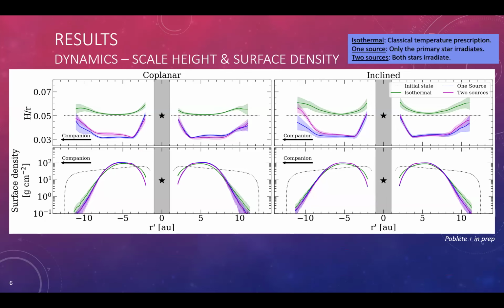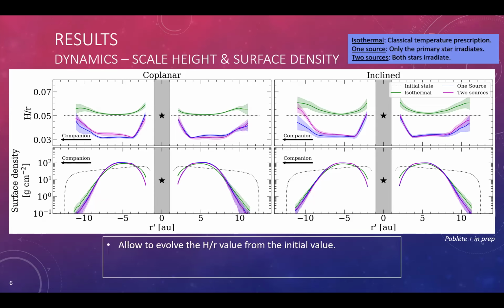You can see here the vertical structure of the disk, and this is the radial structure in terms of the surface density. And I try here three types of simulations. The first one, the green line, is the classical thermal prescription, and the blue one is one source. That means that I am only considering the radiation that comes from the central star and avoiding the radiation from the secondary. And the third one, in magenta, is when I consider the radiation of two kinds of sources in order to compare the effects of the secondary over the circumstellar disk. So you can see this, the coplanar and inclined configuration.